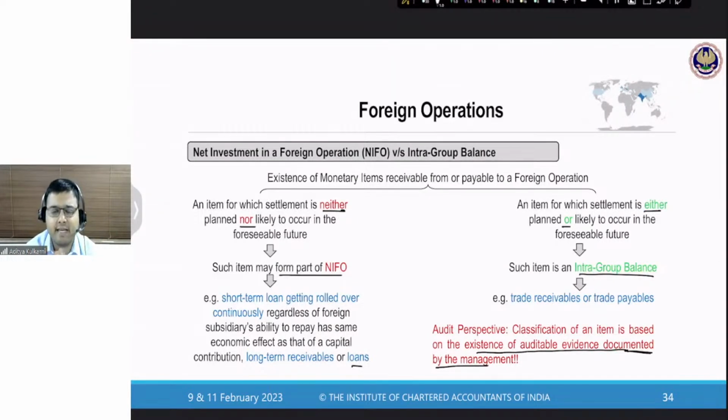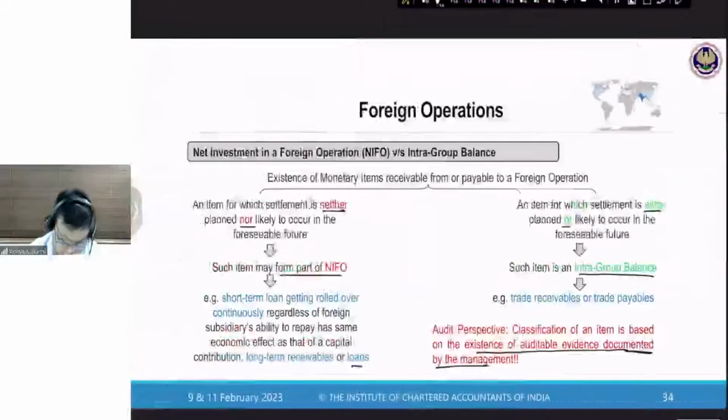So like they say, financial statements are prepared using judgment. Similarly, for audit, it's ultimately the existence of auditable evidence that will help you to decide whether it will be a net investment in foreign operation or whether it will be an intra-group balance. Okay, so anyways, that was just a discussion.